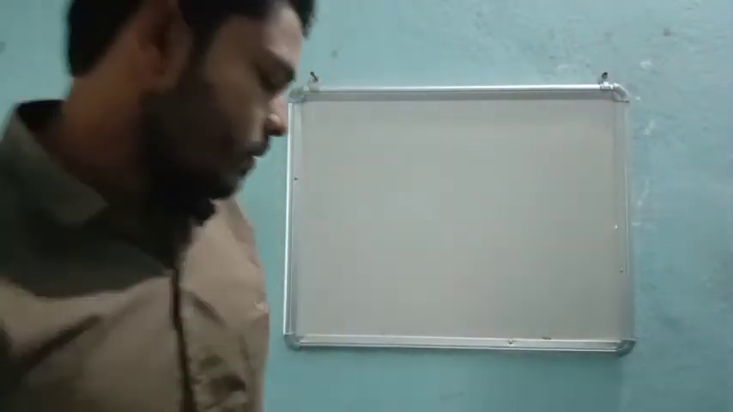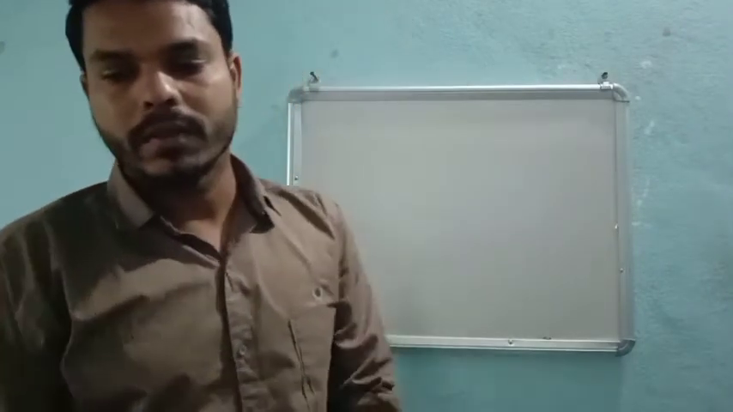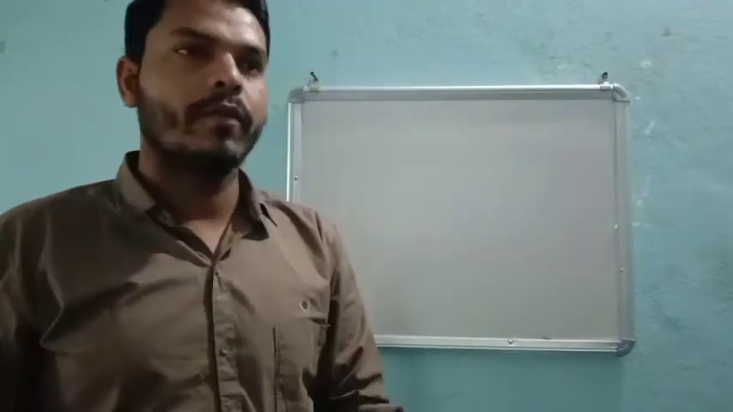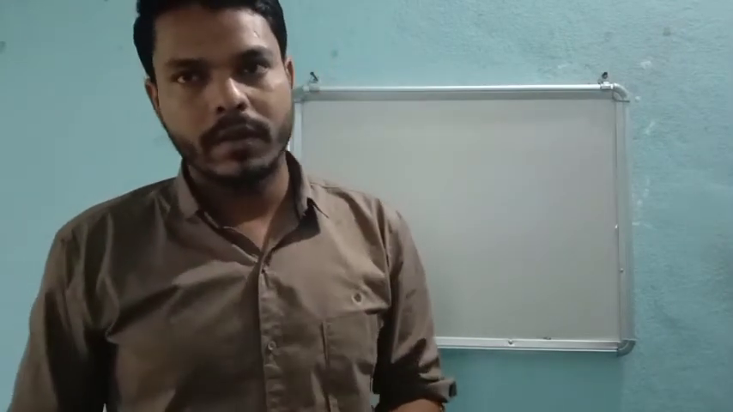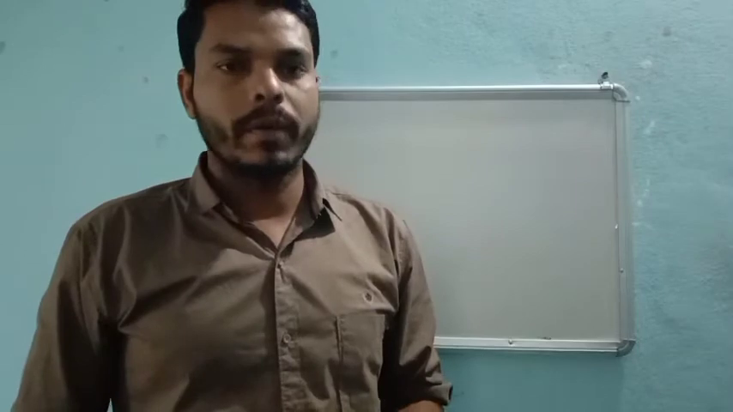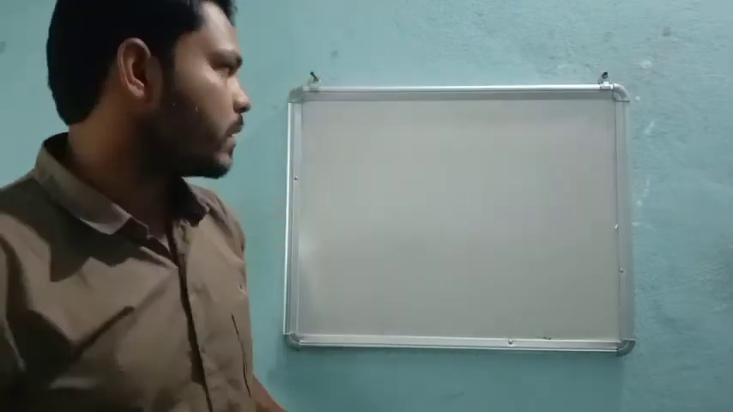In the last class, we discussed the Rutherford alpha ray scattering experiment. With the help of this experiment, we come to know the discovery of the nucleus. In the last class, we already discussed that there are three parts: procedure, observation, and the conclusion.